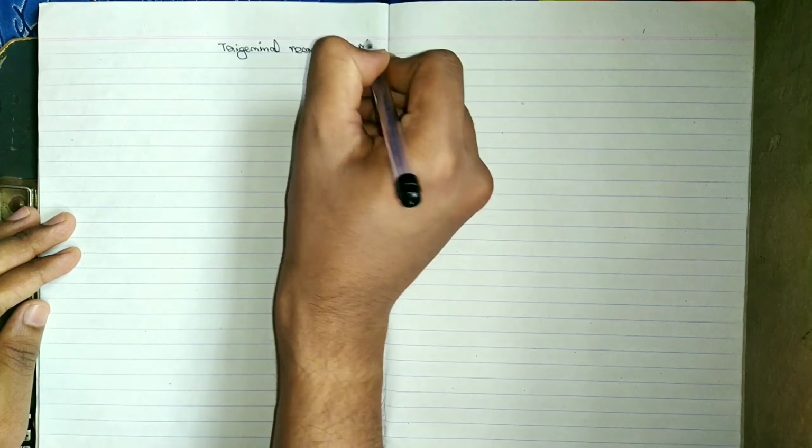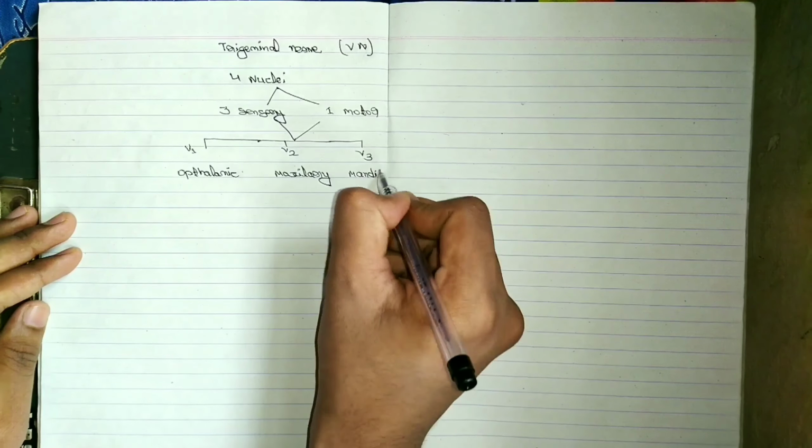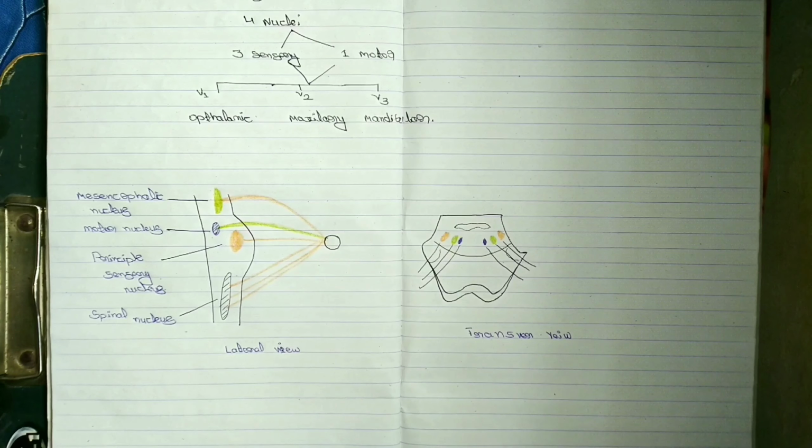It is the fifth cranial nerve, which is formed by 4 nuclei, of which 3 are sensory and 1 is motor. These 4 nuclei combine to form 3 branches: ophthalmic, V1; maxillary, V2; and mandibular, V3. Now let's talk about the origin of the nuclei.